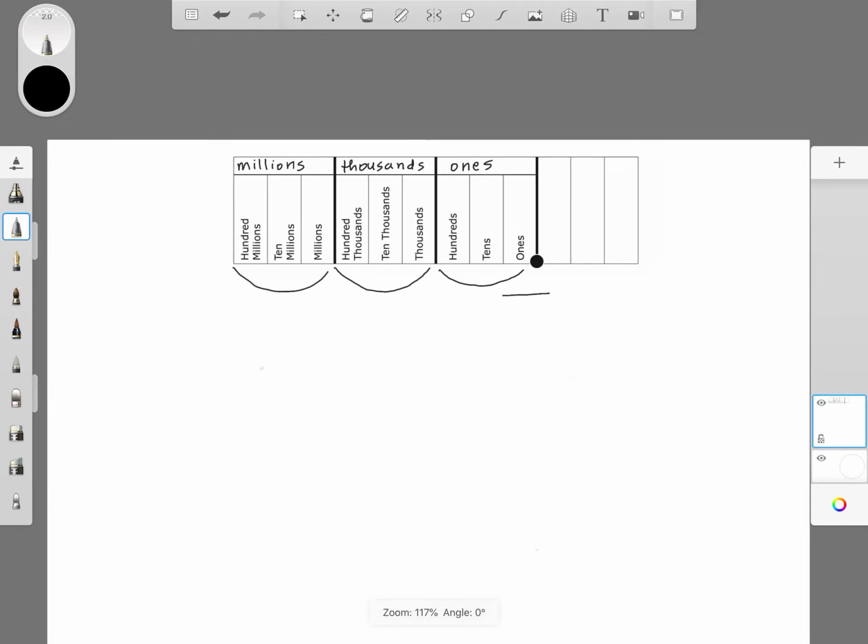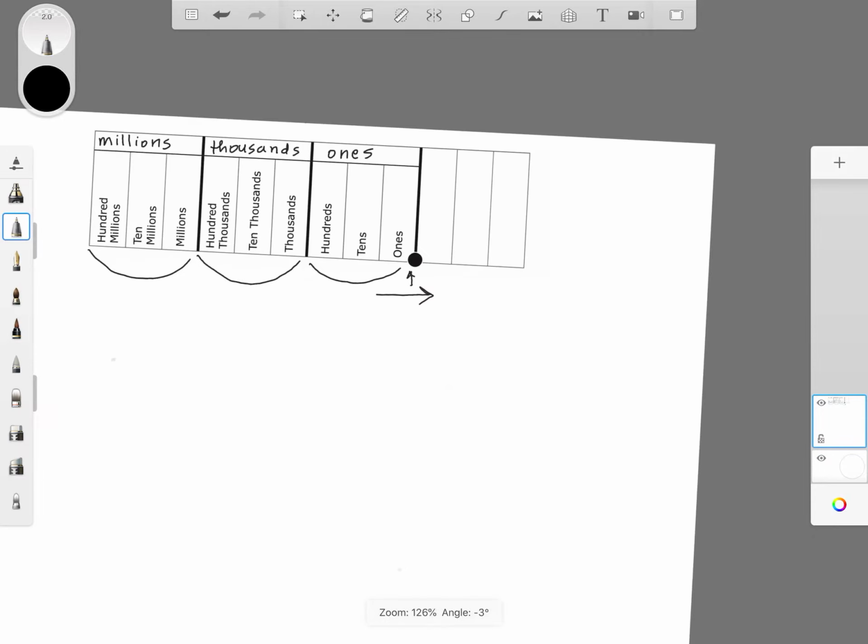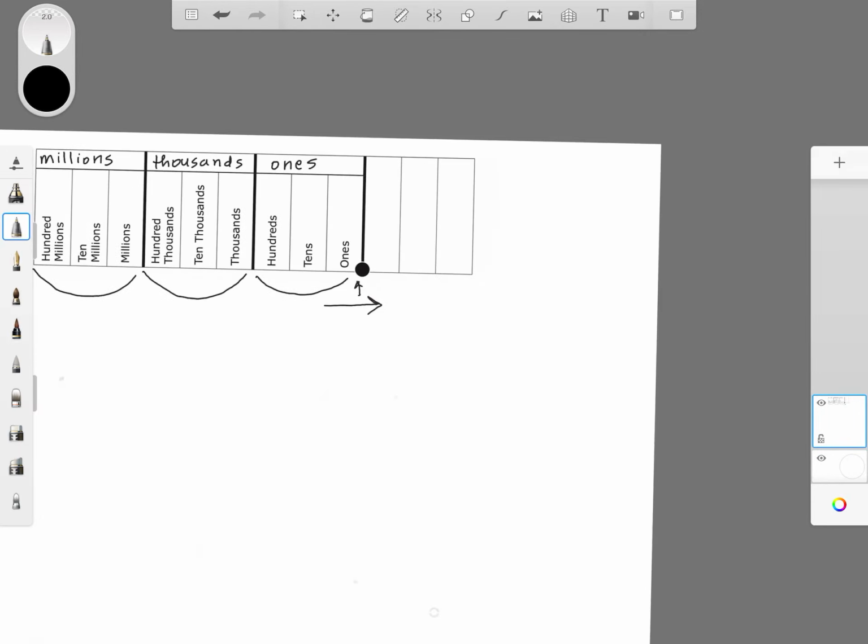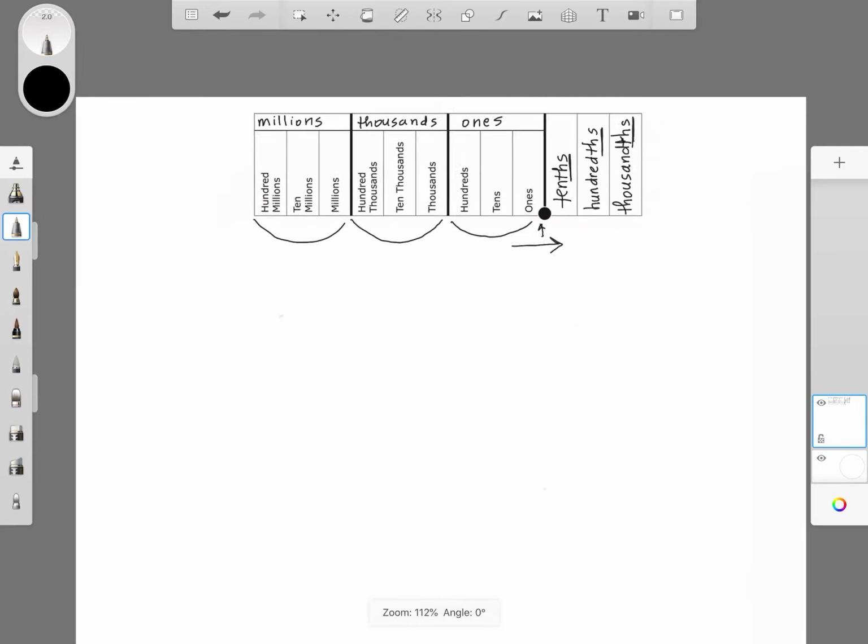Now we're going to continue in this direction after the decimal. Right here is our decimal point. After the decimal point, we have tenths, hundredths, and thousandths. Notice that each one ends with a "ths." That lets us know that it's going to be after the decimal.